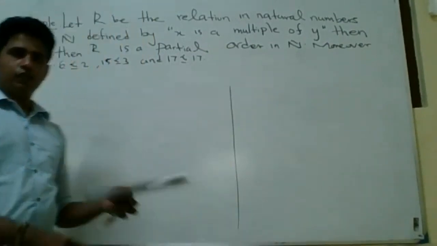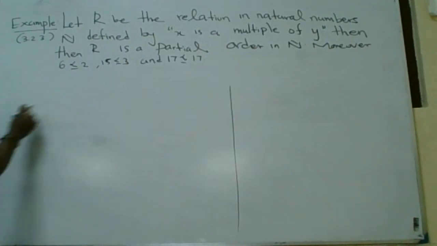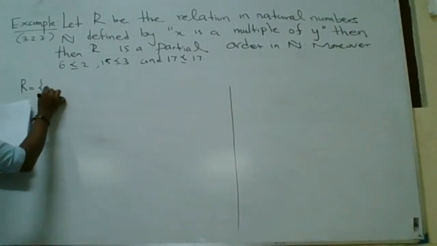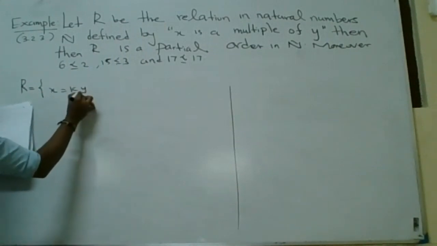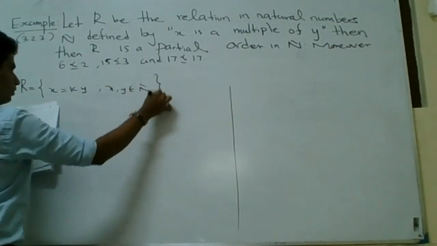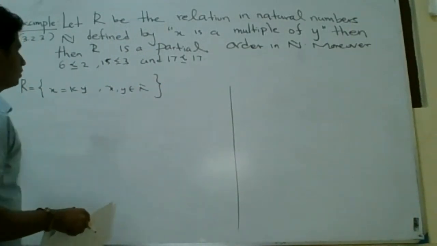Right. This question you want to do. Now we want to check if it is a partial order set or not. They ask to show the partial order set. x is a multiple of y, so x equals k times y. Here x, y belong to natural numbers. Right. This k also is a natural number.